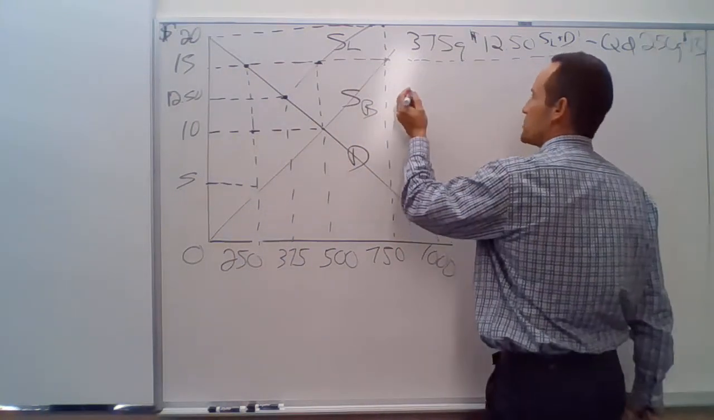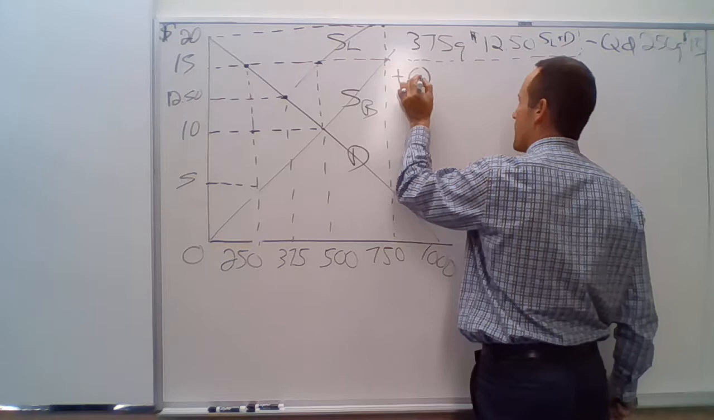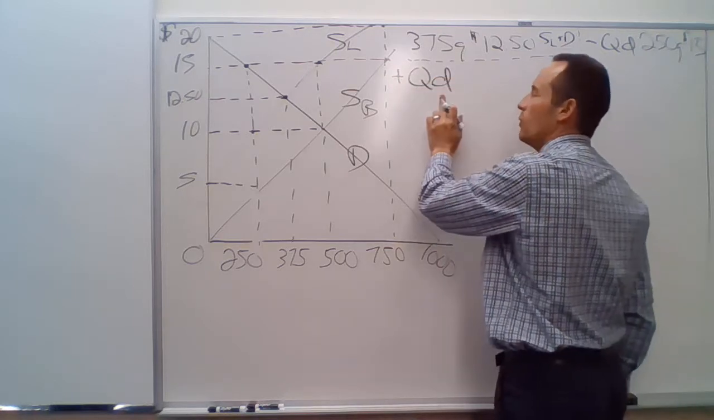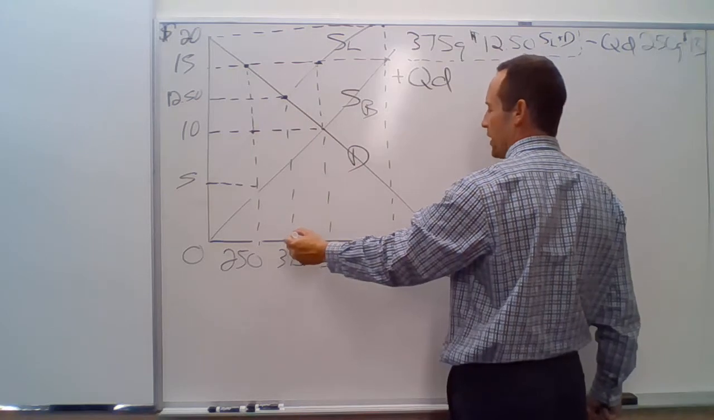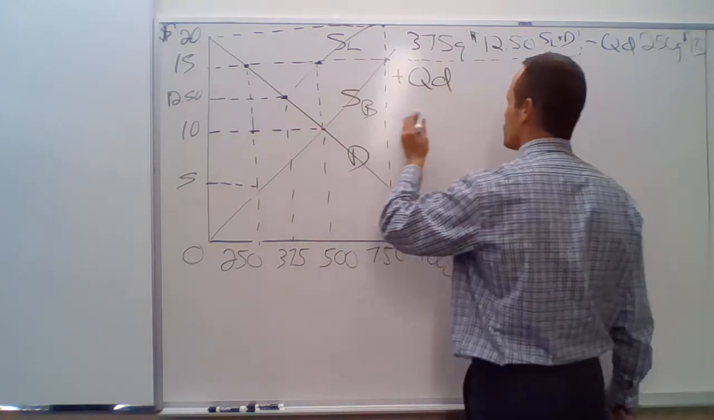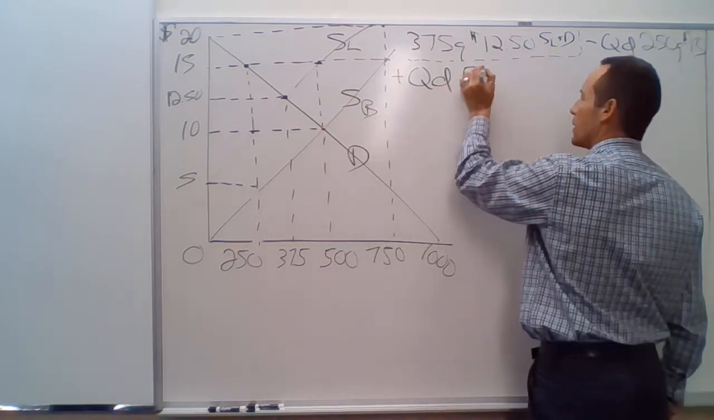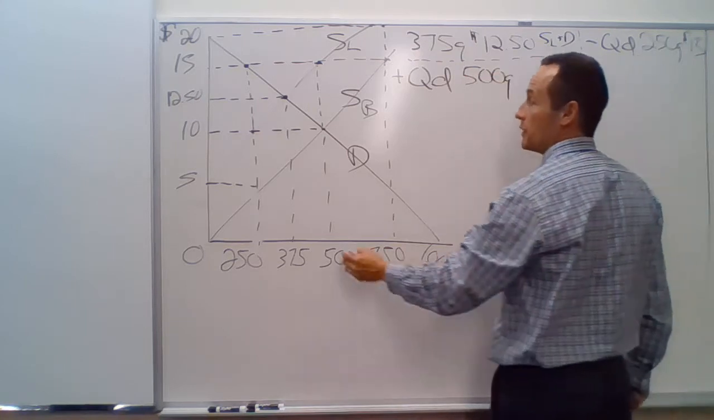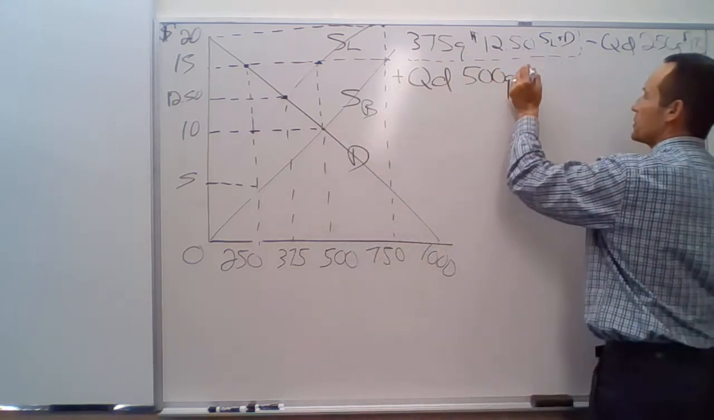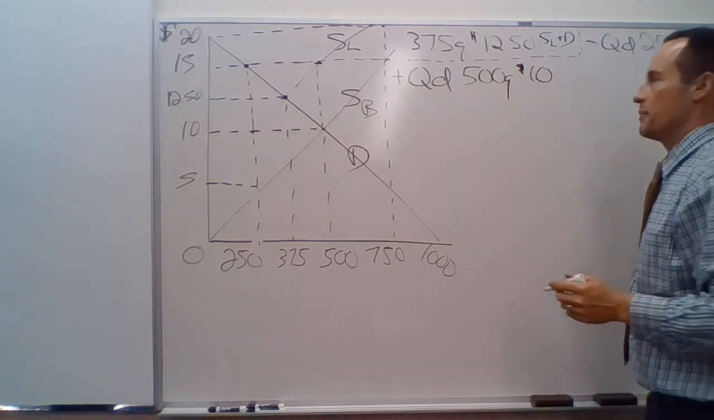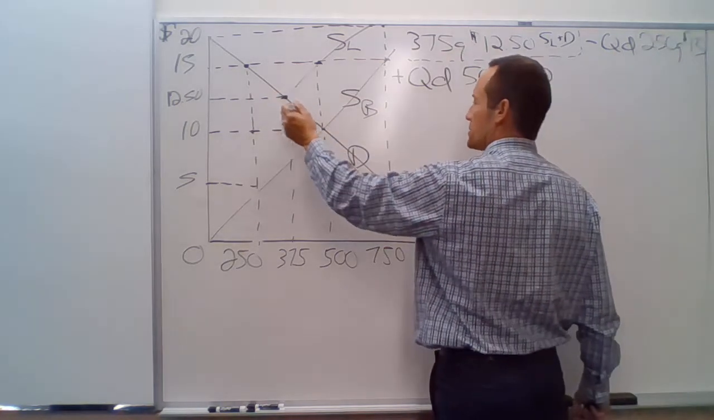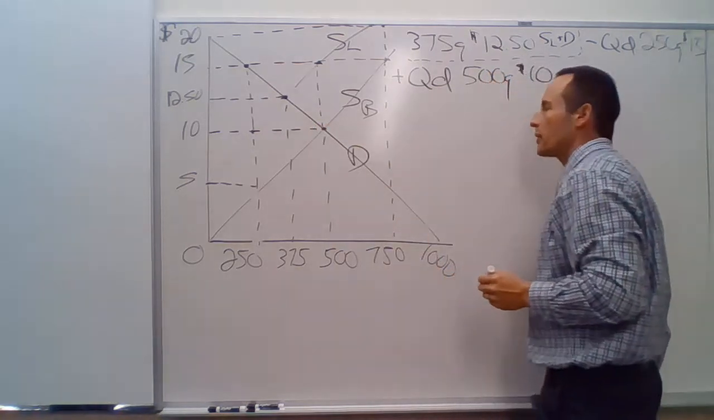How about doing the opposite? How about enticing people to depend more on this product, to use more of it? More quantity demanded. Well, right now, they're using 375. We could get them to use 500 units if we drop the price down to $10. This is more quantity demanded. More quantity demanded is heading southeasterly on the same demand curve.